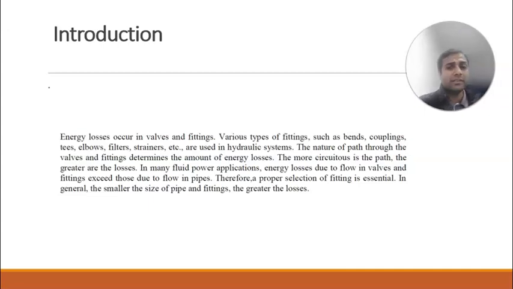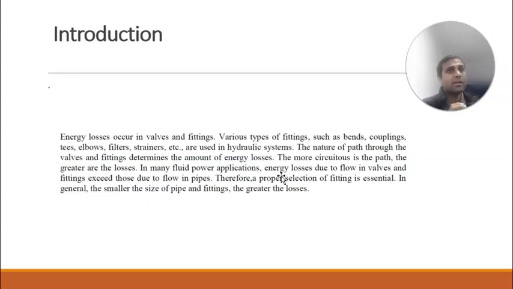Now, where do energy losses occur? Energy losses occur in valves and fittings. There are various types of fittings: bends, couplings, elbows, different types. Every time the fluid moves in a straight path and then is diverted at an angle, it causes turbulent flow. Something is going on with the laminar layers of the flow. So we try to avoid that. We try to have the pipe as long and straight as possible, but sometimes we have to bend it, so we have to use some fittings.